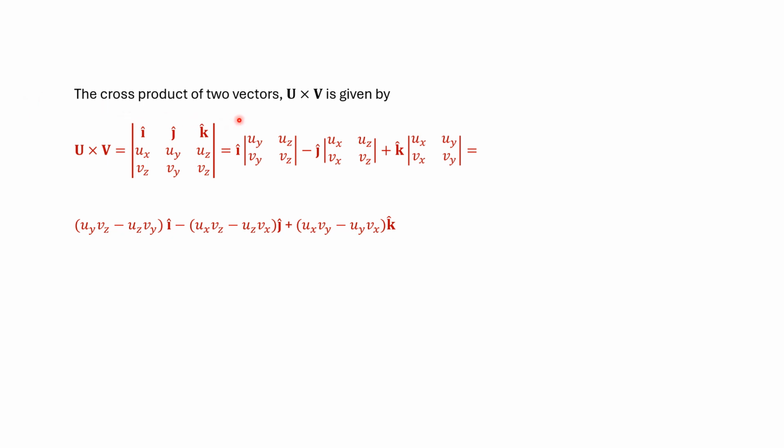Finally, the cross product of two vectors, u cross v. This one, we need determinants. So u cross v is the determinant. And here we don't have much choice about the notation. We use i, j, and k, the unit vectors. The components of u make up the second row, and the components of v make up the third row.